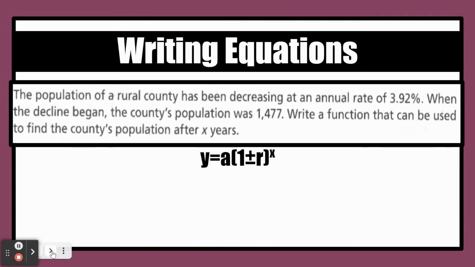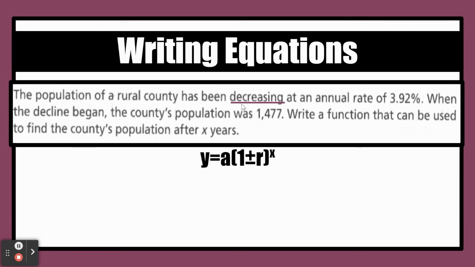So the next word problem reads, the population of a rural county has been decreasing at an annual rate of 3.92%. When the decline began, the county's population was 1,477. Write a function that can be used to find the county's population after X years. All right, the first thing I would like to do is determine if this is a growth or a decay word problem. So I'm going to look for a keyword here, which is decreasing. This word indicates that I will be using the decay formula.